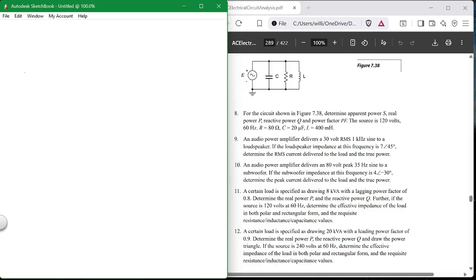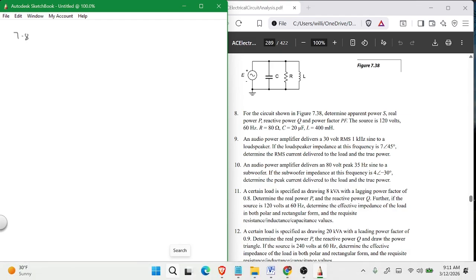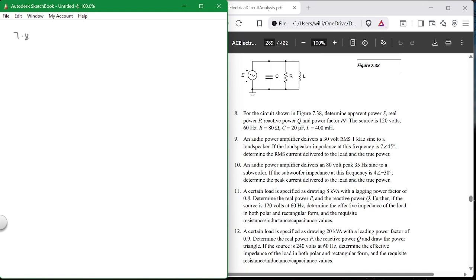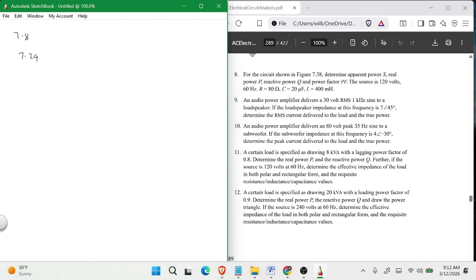Okay, 7 to 8. Okay, so the circuit, determine the apparent power, the real power, the reactive power, and the power factor. The source is 120 volts, and so on. Okay, so this is the same as the one above. Okay, so number 8, same thing. I'm going to let you work number 8. I'm going to go down and work number 29, which is different. It's asking a little bit different question than that other one.